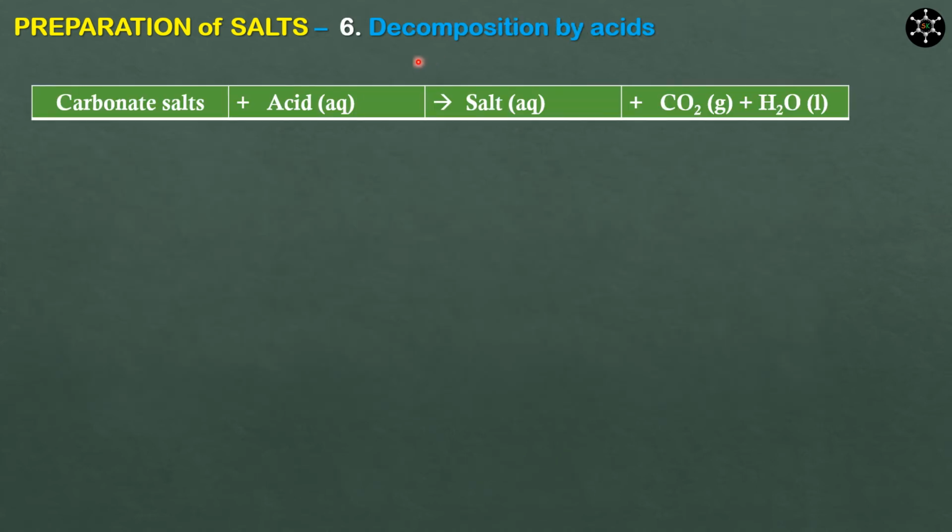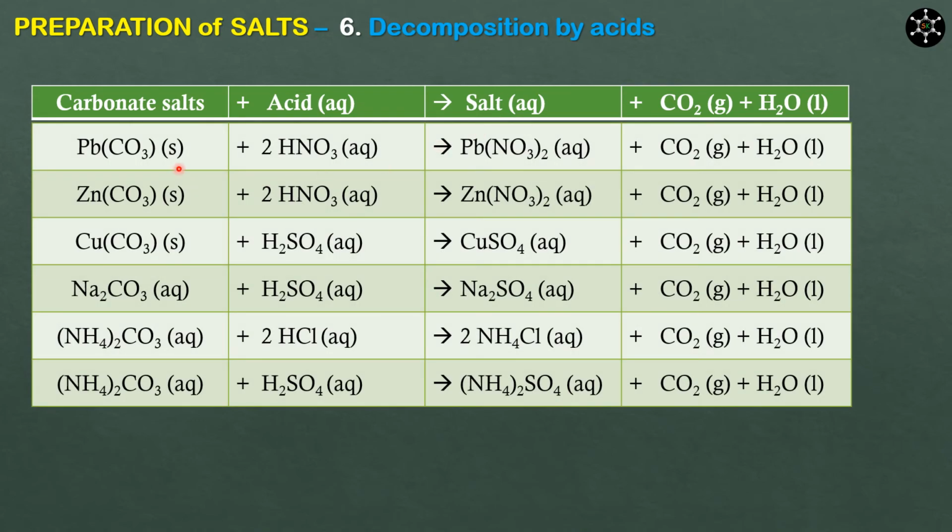Decomposition by acids involves reaction between carbonate salts and acid. Both soluble and insoluble carbonate salts upon treatment with acid form salt, carbon dioxide and water. The acid will be appropriately chosen so that the formed salt is soluble in water. Examples: when insoluble lead carbonate salt is treated with nitric acid, it forms soluble lead nitrate salt, carbon dioxide and water. We can observe in this set of reactions that carbon dioxide and water are the products in all the reactions.